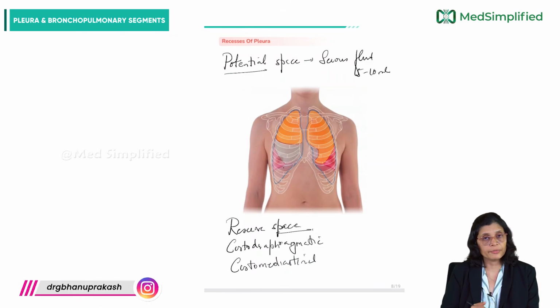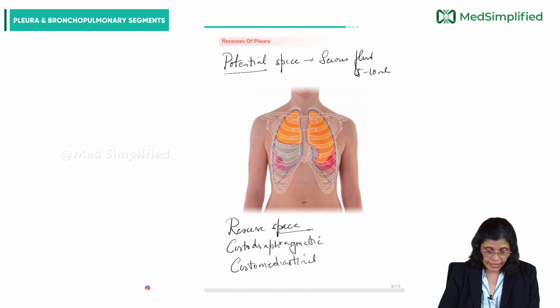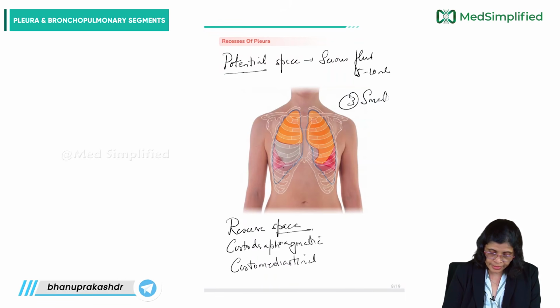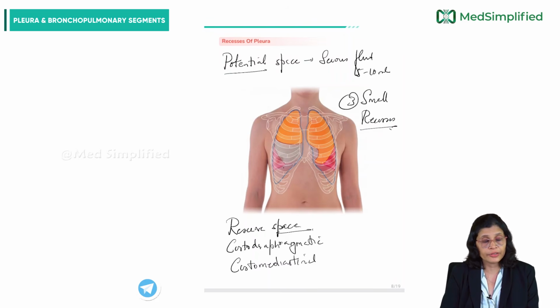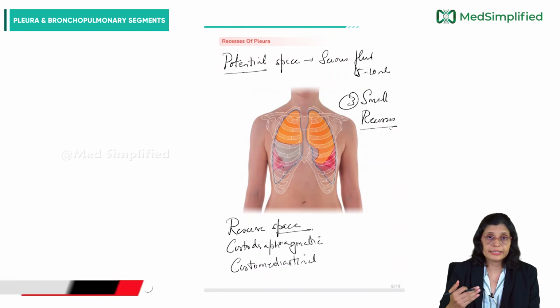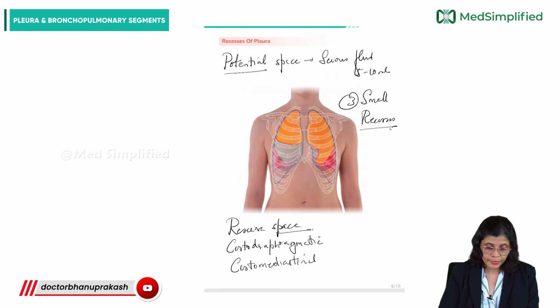Okay, so costodiaphragmatic recess and costomediastinal recess. These spaces are paired spaces; we see them both on the right side as well as the left side. In addition to that, there are three more small recesses: the right and left retroesophageal, that is behind the esophagus, which is formed by the reflection of the mediastinal pleura behind the esophagus.